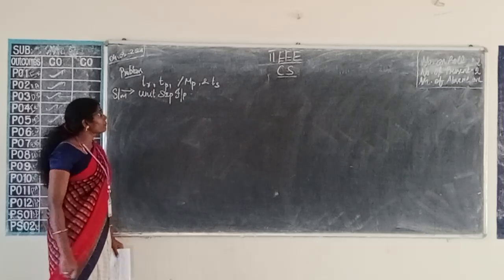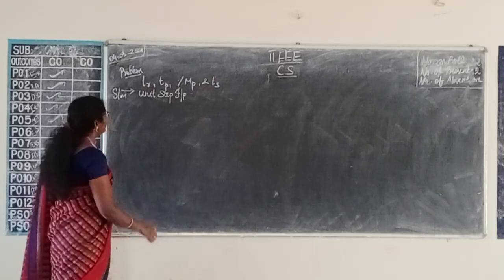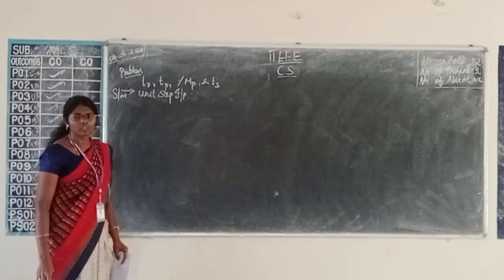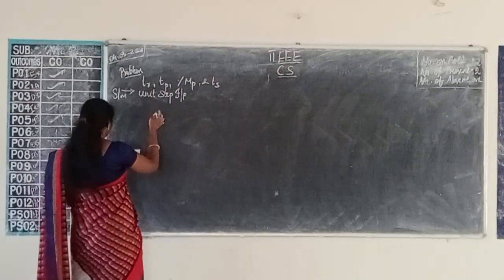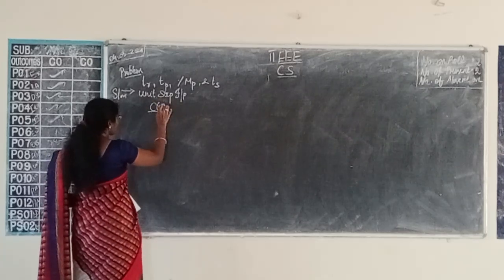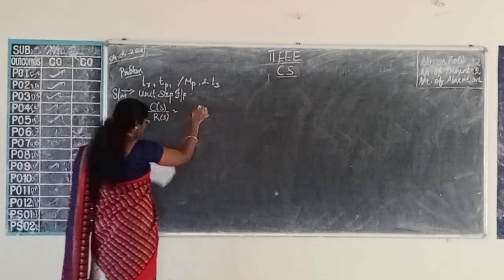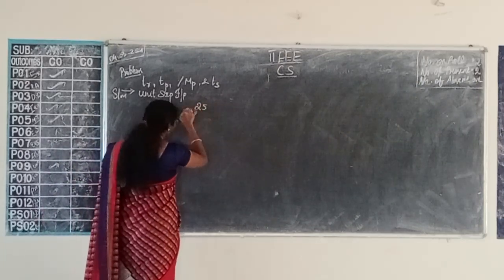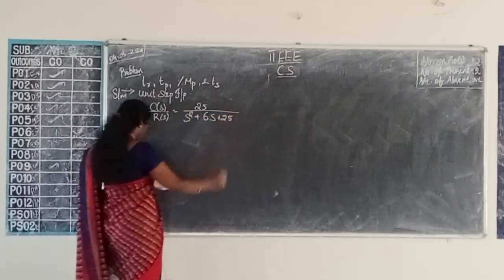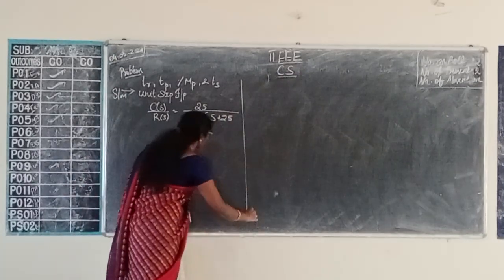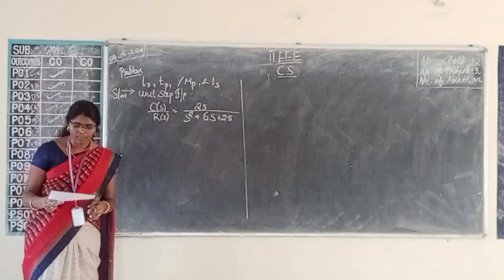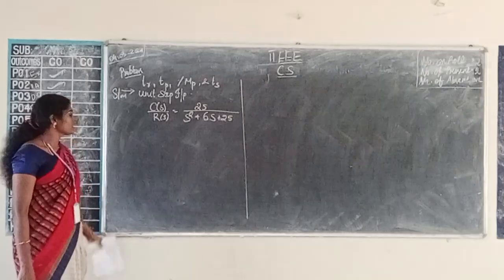Calculate the rise time, peak time, peak overshoot and settling time when the system is subjected to unit step input, for a second order system given by C(s)/R(s) equals 25 divided by s square plus 6s plus 25.